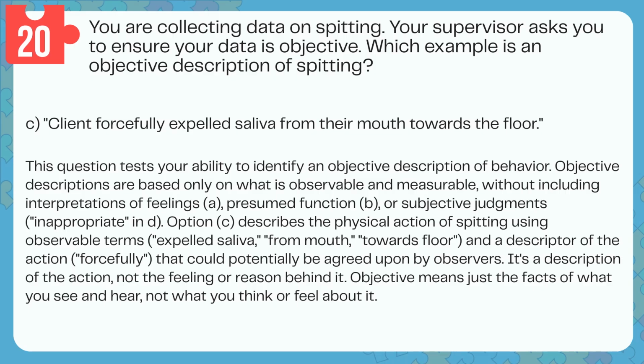Explanation. This question tests your ability to identify an objective description of behavior. Objective descriptions are based only on what is observable and measurable, without including interpretations of feelings, A, presumed function, B, or subjective judgments, inappropriate in D. Option C describes the physical action of spitting using observable terms, expelled saliva from mouth towards floor, and a descriptor of the action, forcefully, that could potentially be agreed upon by observers. It's a description of the action, not the feeling or reason behind it. Objective means just the facts of what you see and hear, not what you think or feel about it.